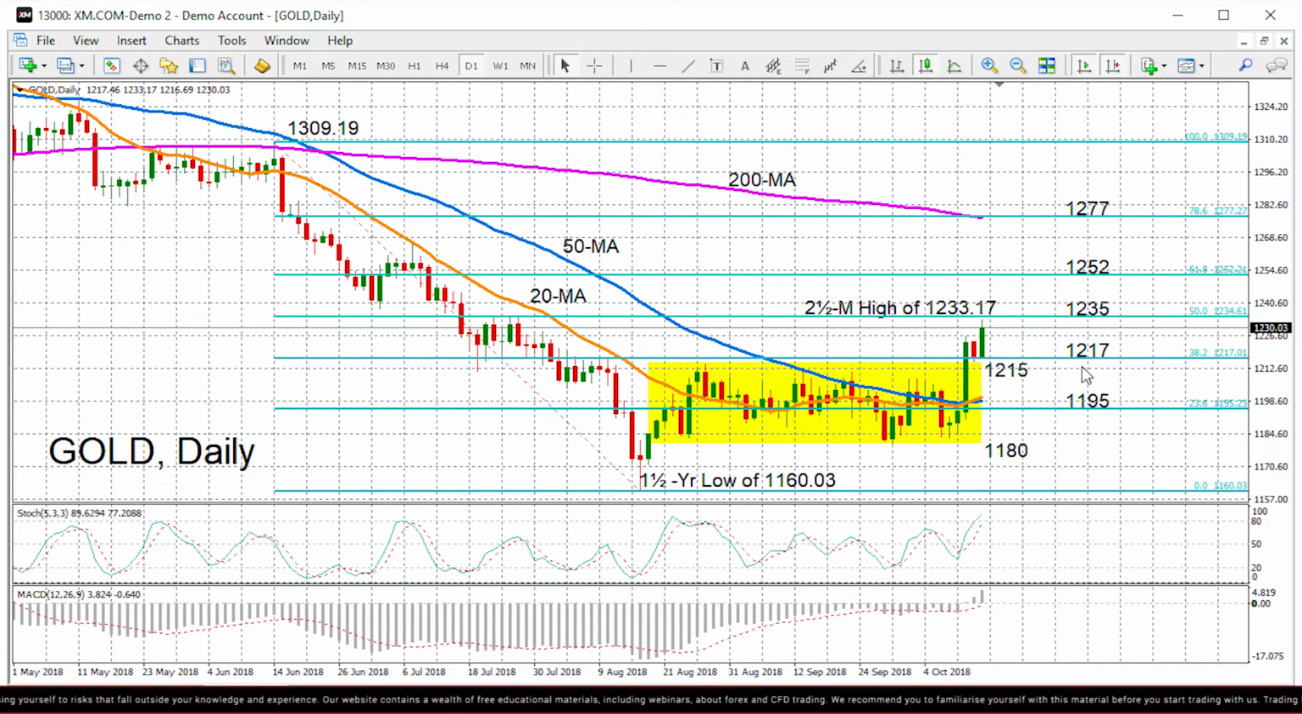So that's around 1,217. This morning prices touched a 2.5 months high, 1,233.17. That also happens to be just below the 50% Fibonacci at 1,235. If we were to see a break above 1,235, that would significantly strengthen the upside momentum and could lead to more sustained gains. And then higher up we have 1,252, that's the 61.8% Fibonacci.